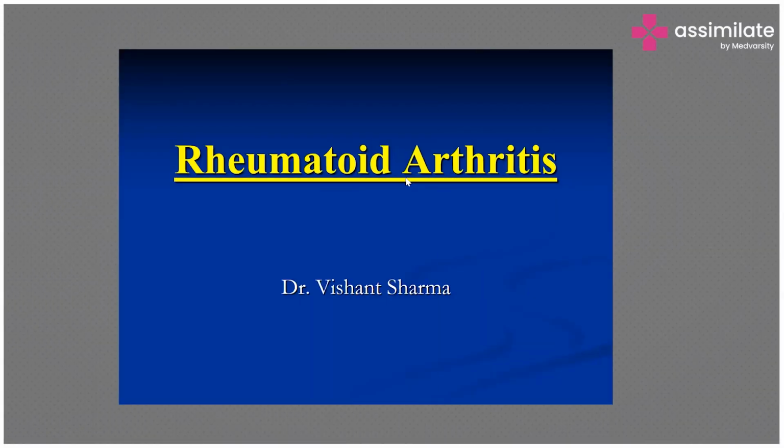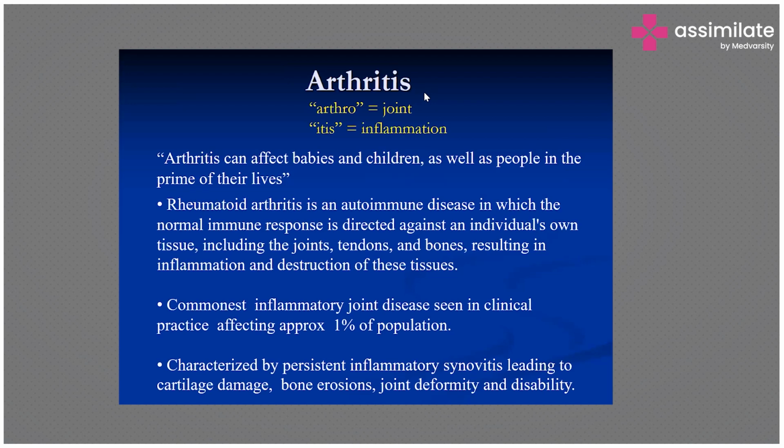So arthritis: arthro is understood to be the joint, and itis, as you know, means inflammation. The best definition of rheumatoid arthritis is that it is an autoimmune disease, affecting the body's own antibodies, and it is an inflammatory disease of joints. It's a very simple definition. Arthritis can affect any age group, any person, including babies and children as well as people in the prime of their lives.